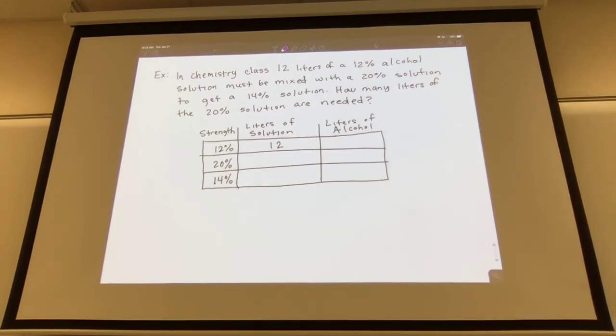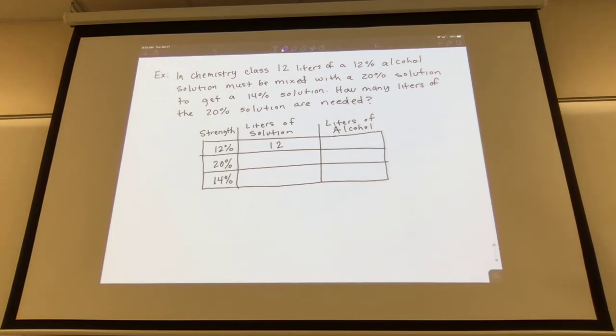So I plugged that in because that was given to me in the first sentence. And it said, must be mixed with 20% solution. So I know another solution I need is that 20%. So I wrote the 20% one down to get a 14%. So in this table, what I did is I wrote down all the different strengths of solutions we had. They've mentioned a 12%, a 20%, and a 14. So I wrote those down.